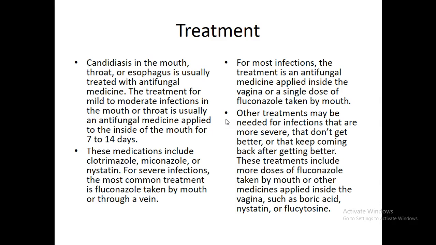For candidal vaginitis infections, the treatment is an antifungal medicine applied inside the vagina as a single dose, or a single dose of fluconazole by mouth. Other treatments may be needed for more severe infections, or if the person is not getting better, or if it is relapsing, that is coming again and again. These treatments can include more doses of fluconazole by mouth or medicines applied to the vagina, such as boric acid, nystatin, or flucytosine.